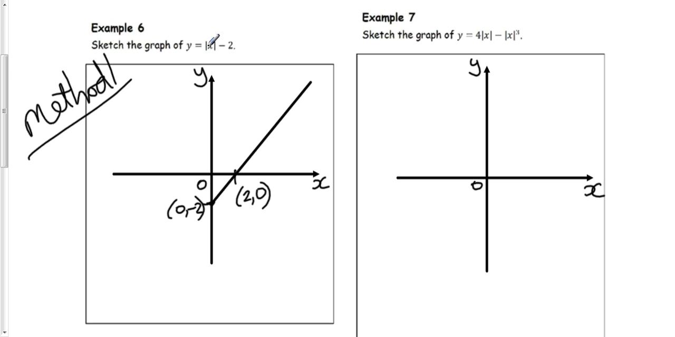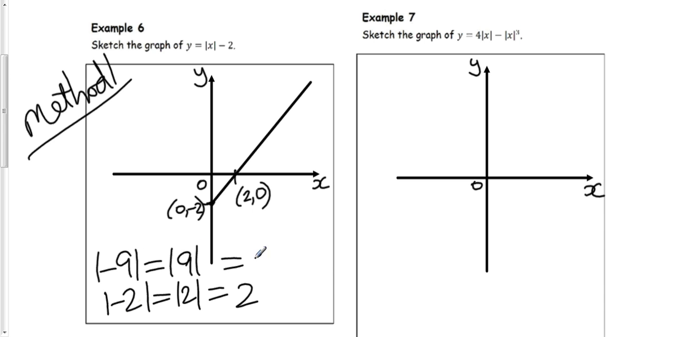When we mod minus 2, we get 2. So then y is going to be 2 take 2, which is going to be 0. Now think about it, modding minus 2, where x is minus 2, it's going to give us the same result as modding 2, because the modulus of minus 2 and the modulus of 2 are both the same number. They're 2. This is going to happen for any pair of positive and negative values. So if we mod minus 9, it'll be the same as modding positive 9.